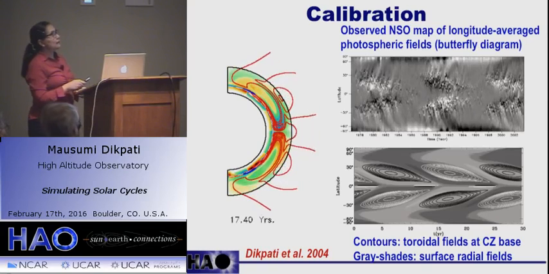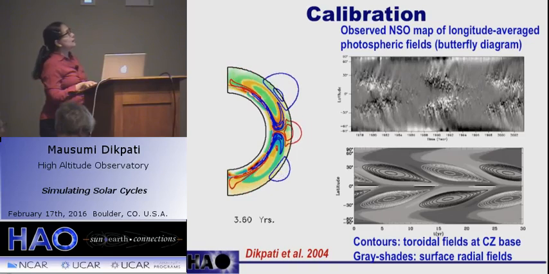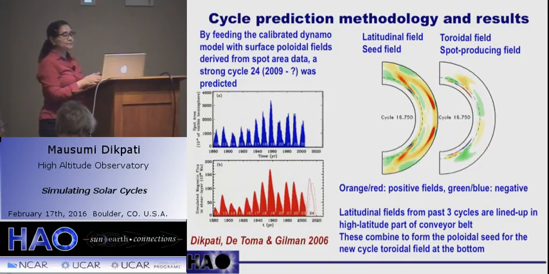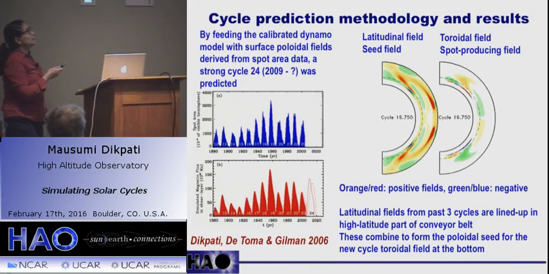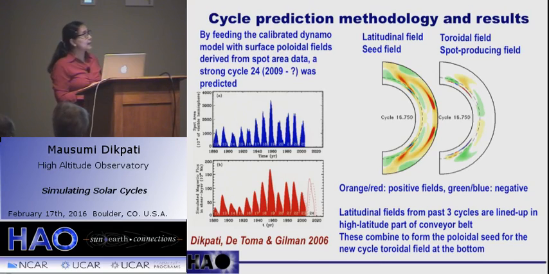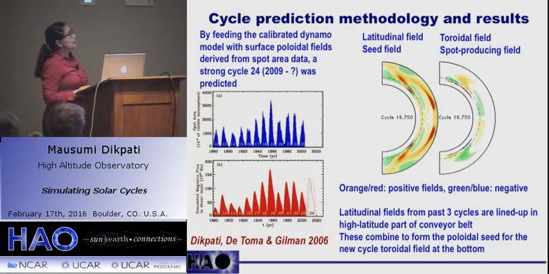So this model can be calibrated well for the sun, and this model was applied for predicting several solar cycle features. The prediction methodology is given here. Feeding the model the surface poloidal fields derived from the spot area data, a strong cycle 24 was predicted. Cycle 24 started in late 2009 and is still ongoing. So this was the prediction for cycle 24.